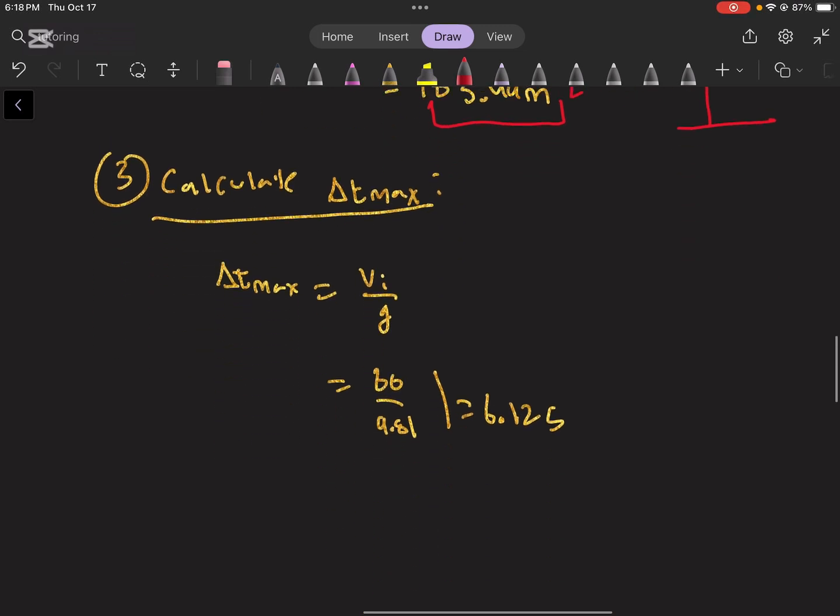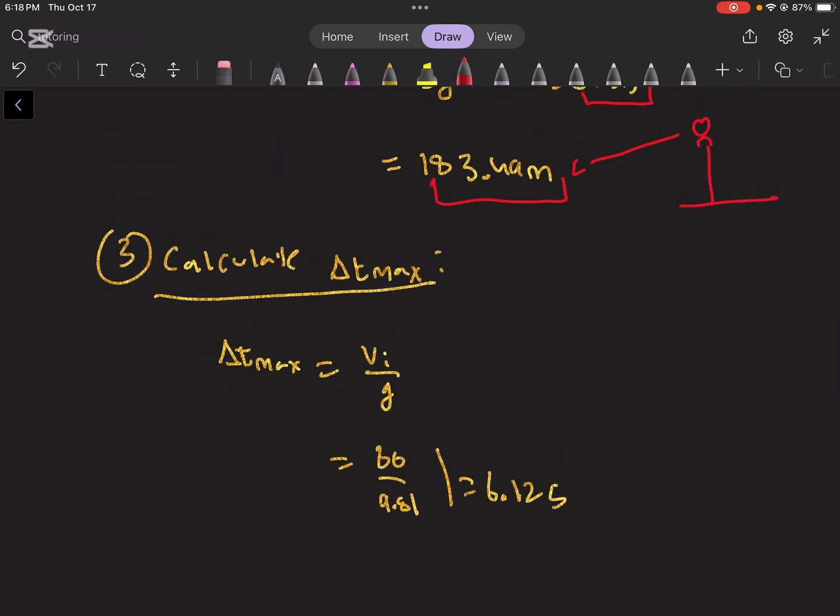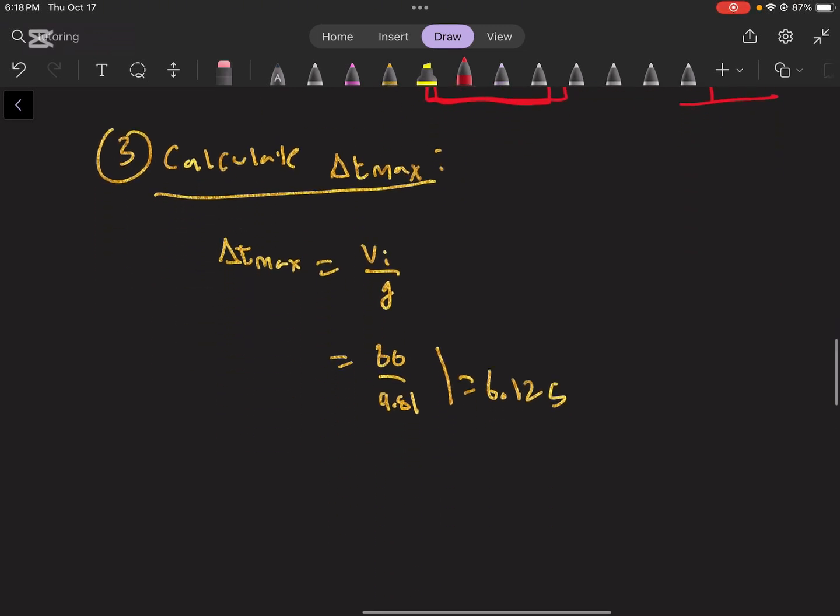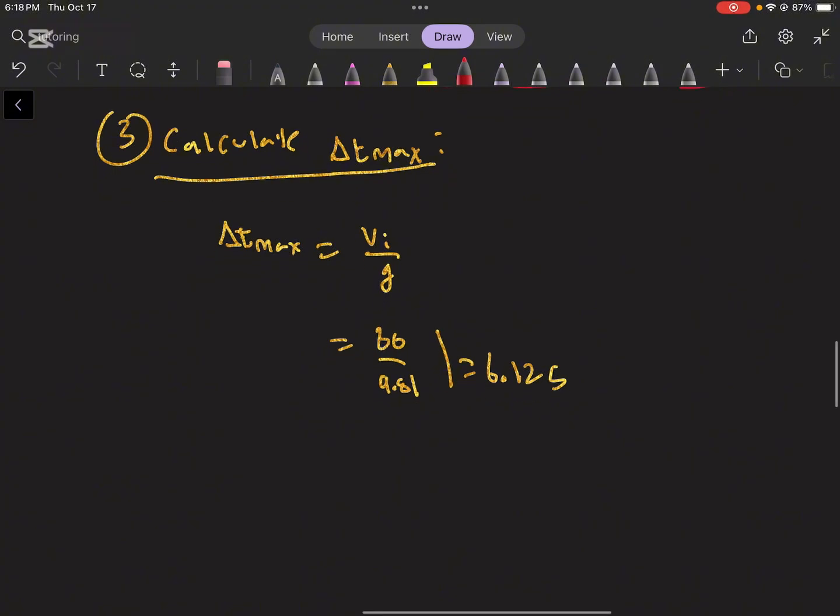Now, the next part of the question is to calculate your delta t max, in other words, the time at 183.49 meters. Again, this is a very simple formula that we had, which is just vi over gravity. In this case, it's just 60 over 9.81. So the time at the top, or the peak altitude, is 6.12 seconds.